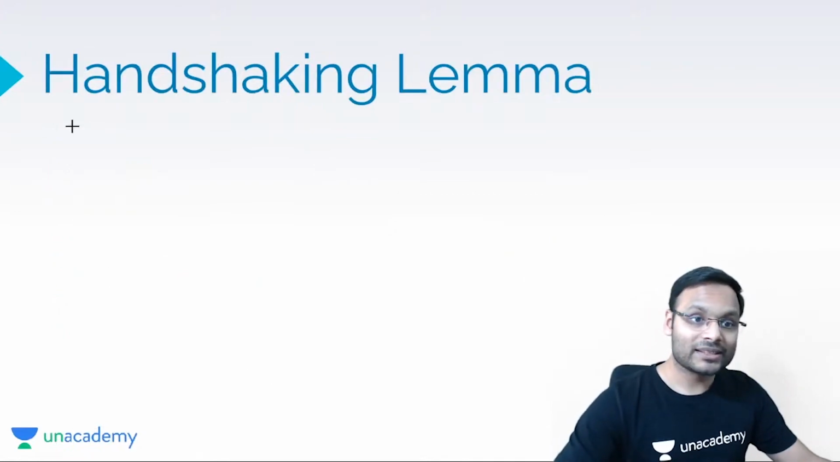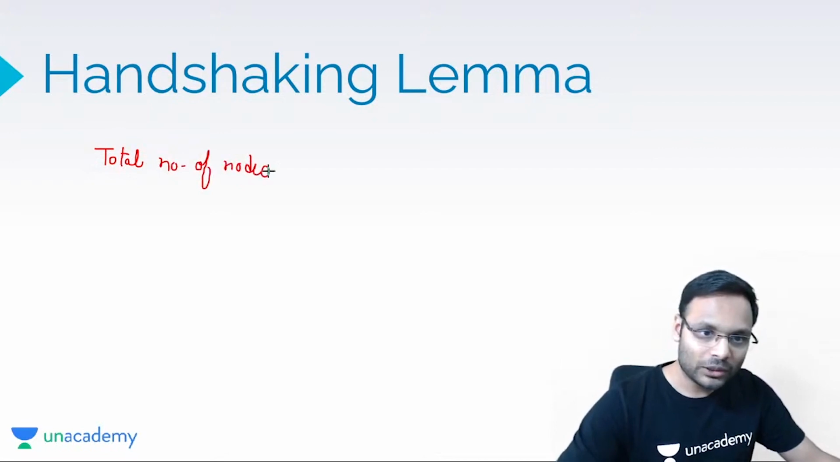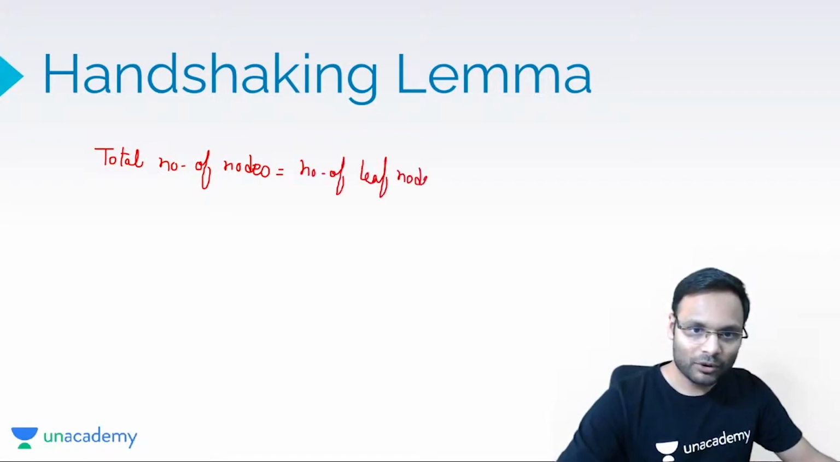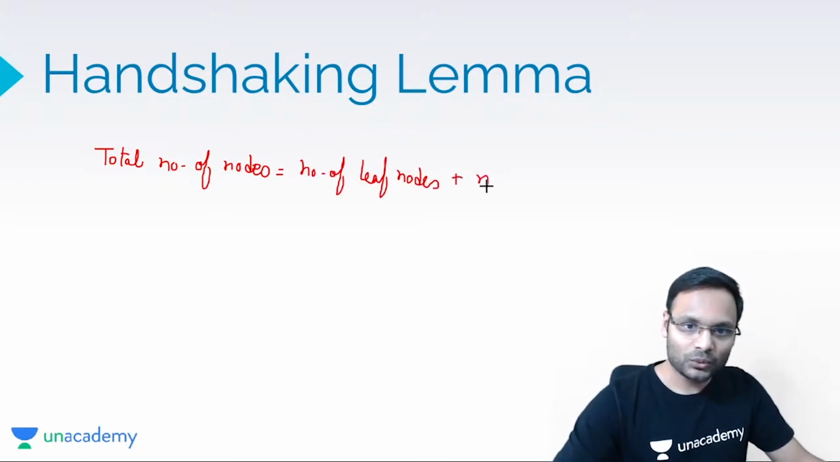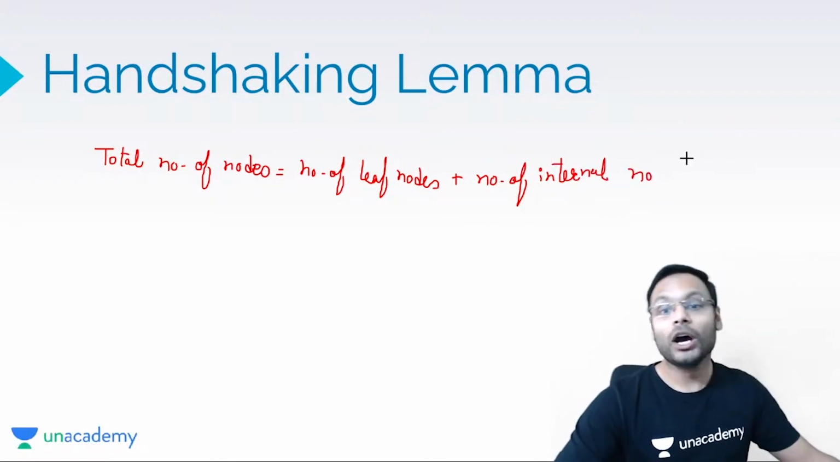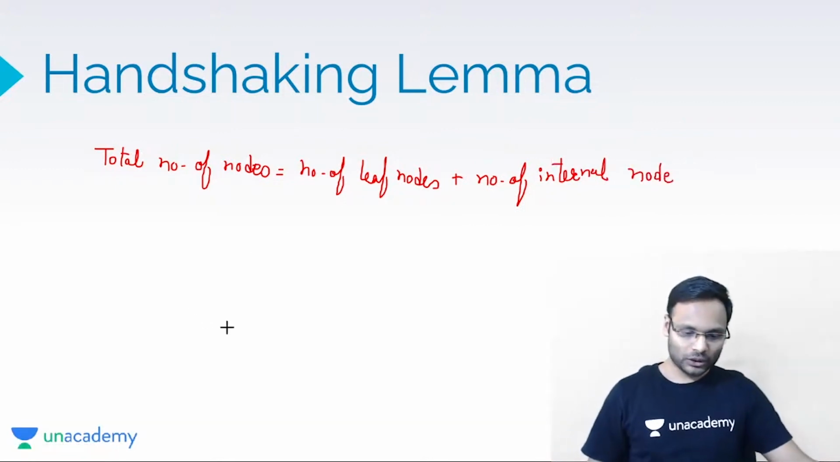Then handshaking lemma. Handshaking lemma is nothing but the total number of nodes will be equal to the number of leaf nodes plus the number of internal nodes. Why so? Just because every particular node can be either leaf node or internal node. That's why. Good.